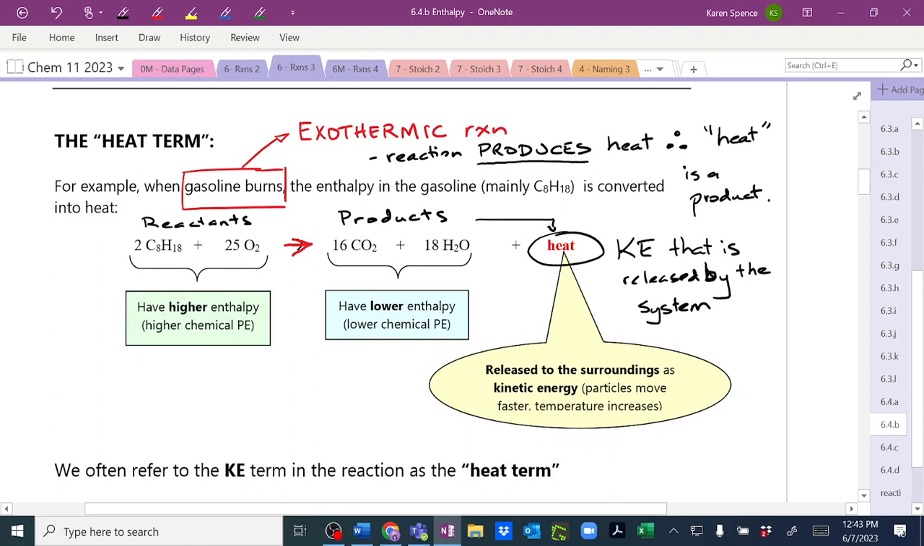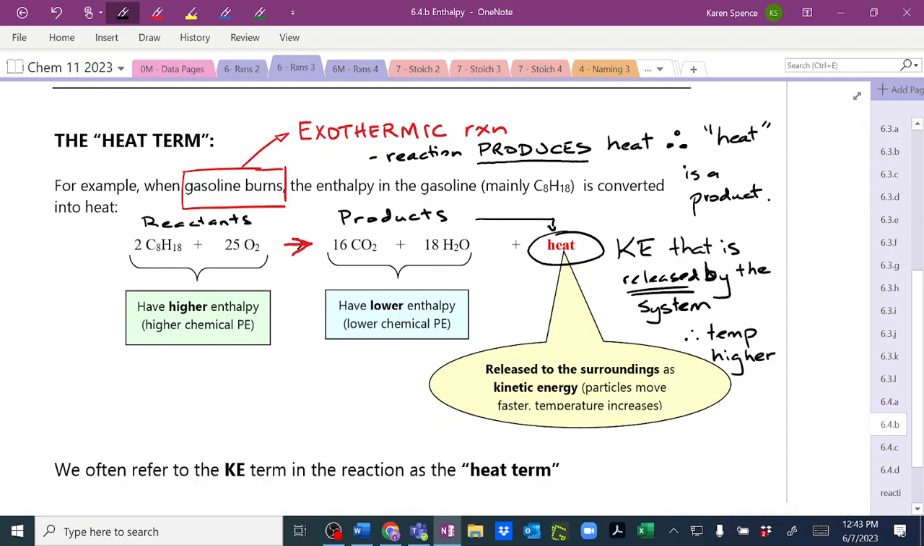Now, if we have released kinetic energy, what's happening to the temperature? It's getting higher, yes? So we have more kinetic energy, therefore the temperature is higher. So if we have more kinetic energy in the products, what must have happened to the potential energy from reactants to products? What was the change in potential energy from reactants to products?